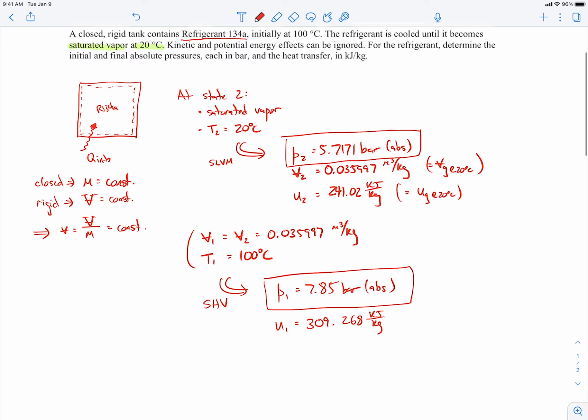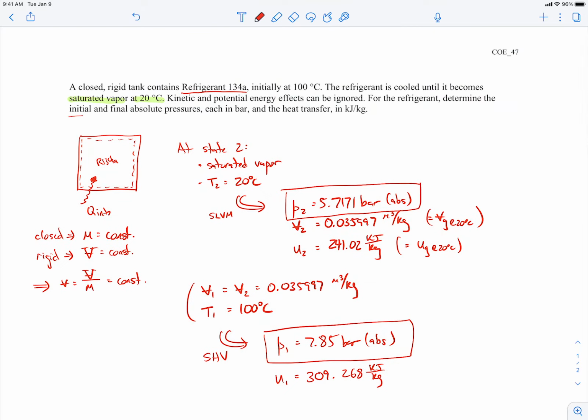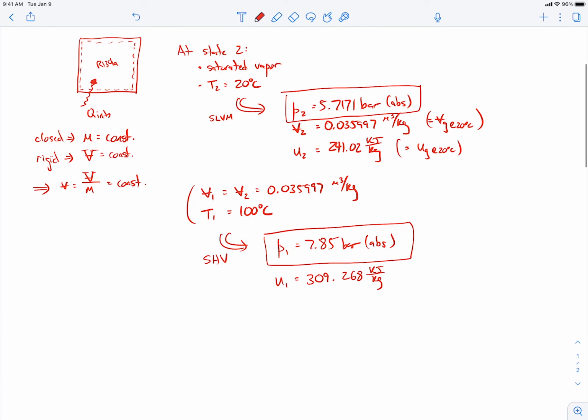Okay, so going back to the problem statement, we found the initial and final absolute pressures. And now we're asked to find the heat transfer. So to find the heat transfer, I'm going to apply the first law to that system. So let's write it out.